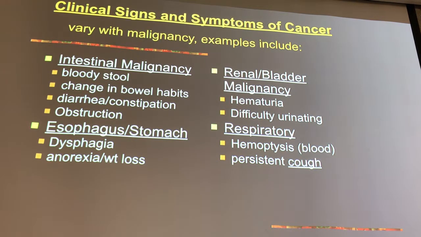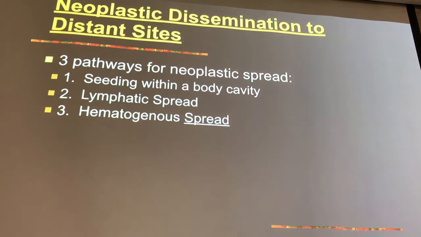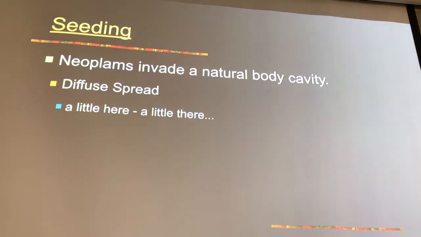Hemoptysis, blood, and respiratory involvement and persistent cough. So I kind of started talking about this already. The ways that it can spread are seeding, right? I just think of it like seeding. Lymphatic spread, which you all have already heard about, right? Especially the biggest one, breast cancer, gets in the lymph nodes and then it's everywhere. And hematogenous spread, so through the blood, it gets in the blood and goes all over.